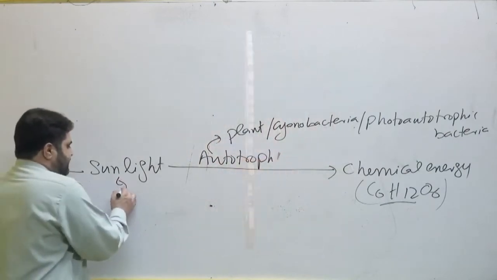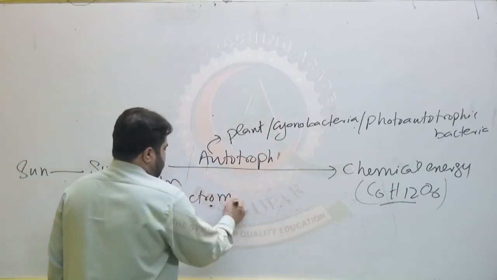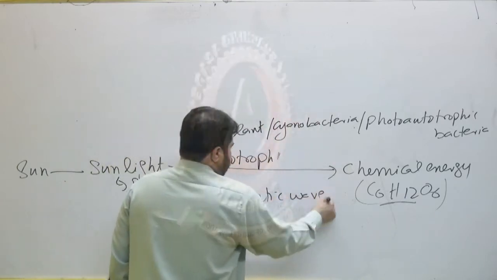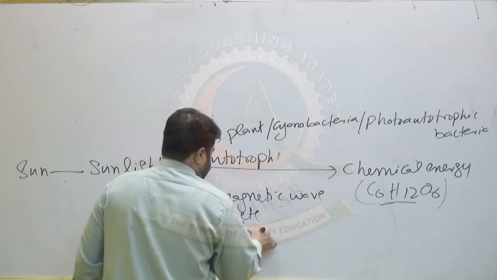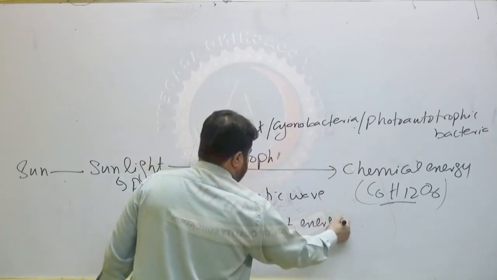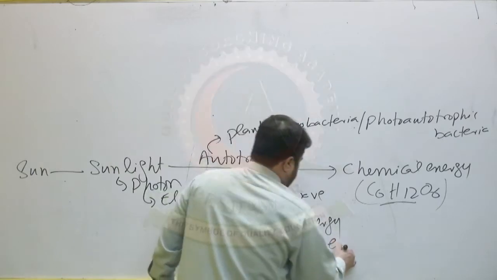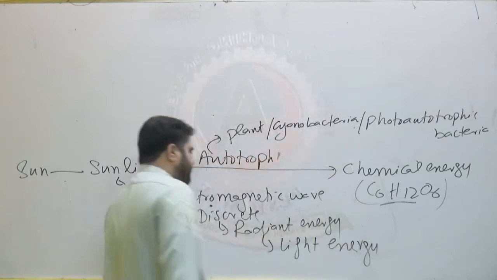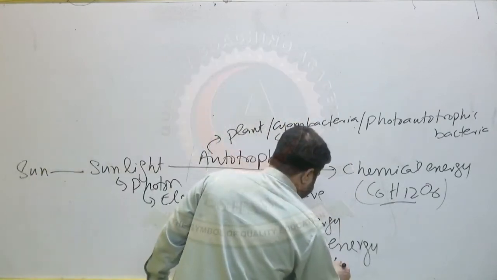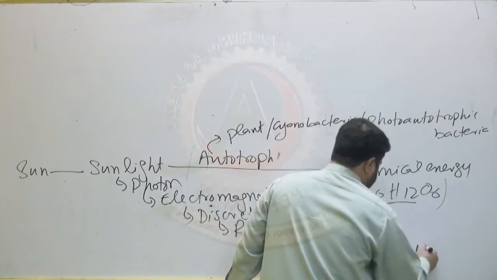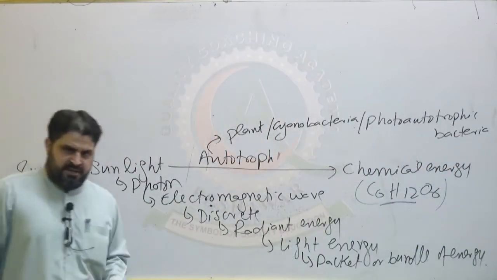Why? Sunlight is in the form of photons. It is in the form of electromagnetic waves, in the form of discrete units, in the form of radiant energy. So sunlight is a light energy, a radiant energy, photons, electromagnetic waves, or discrete units, considered to be a packet or bundle of energy. So plants convert them into chemical energy, and then it is used.